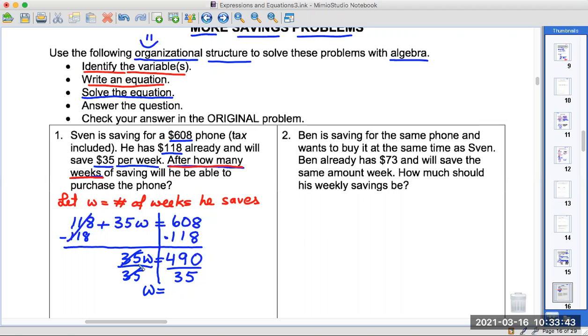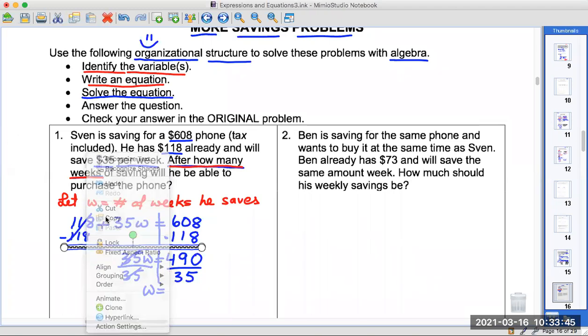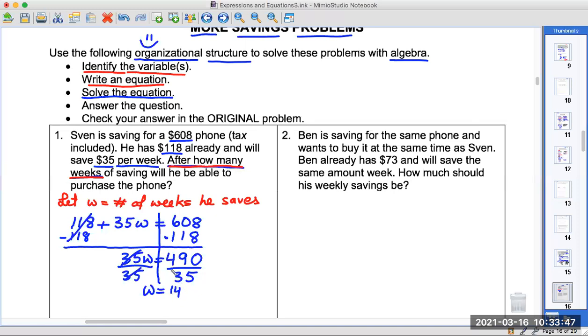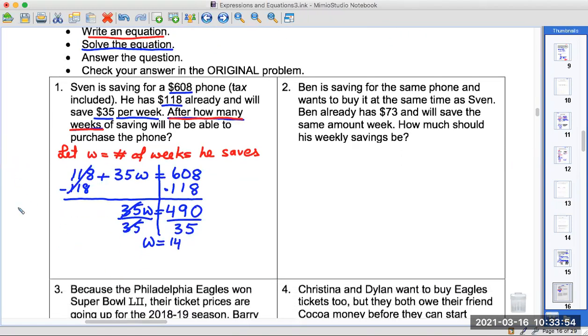14 weeks. Remember now, let's look back. What does W stand for? W is the number of weeks he saves. So that's a good start to answer our sentence. He needs to save 14 weeks to get that phone. And last, so we answered the question and I'm going to check.